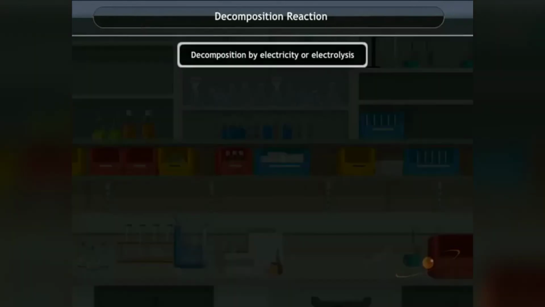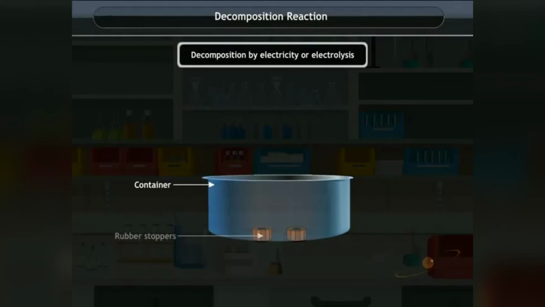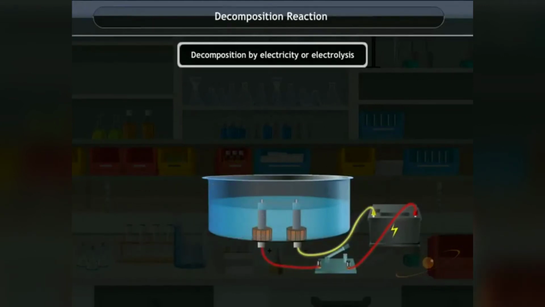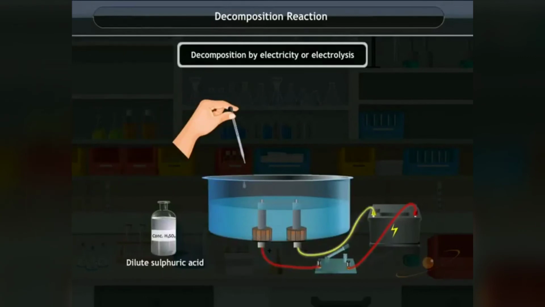Decomposition by electricity, or electrolysis. Let us explain it with the help of an activity. Take a plastic mug. Drill 2 holes at its base and fit rubber stoppers at these holes. Insert carbon electrodes in these rubber stoppers. Connect these electrodes to a battery. Fill the mug with water such that the electrodes are immersed. Add a few drops of dilute sulfuric acid to the water.